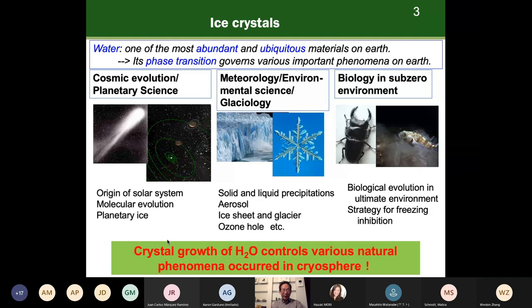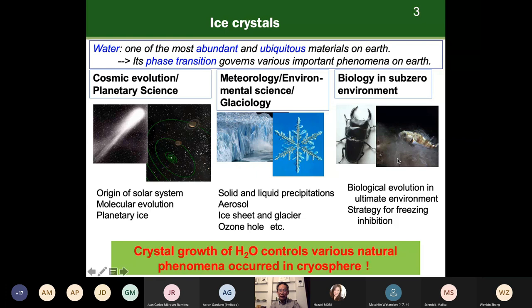Ice is, of course, the crystal of water, which is one of the most abundant and ubiquitous materials on Earth. And its phase transition governs various important phenomena on Earth. Ice relates to various phenomena. For example, in environmental science and glaciology, ice crystal growth relates to solid and liquid precipitation, aerosol formation, the ice sheet in Antarctica, and also glaciers and ozone hole depletion.